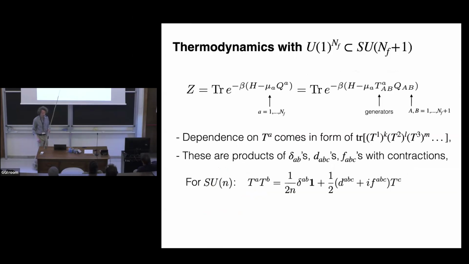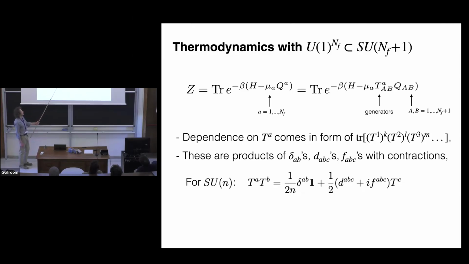Now, if you want to do thermodynamics of a theory that has a global non-abelian symmetry, such as SU(N+1), it has U(1) to the power N_F, where N_F is the number of flavors. So this is the maximal abelian subalgebra that sits in SU(N+1). The partition function is the normal grand canonical partition function with these chemical potentials and charges which sit in this Cartan subalgebra.